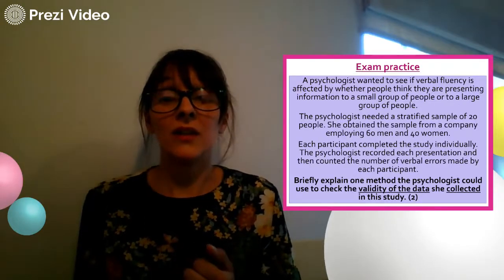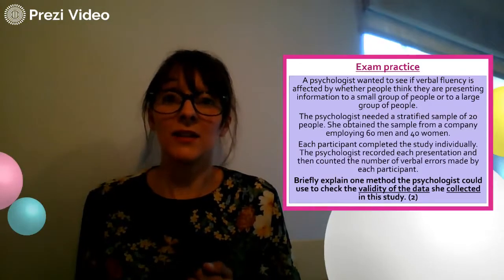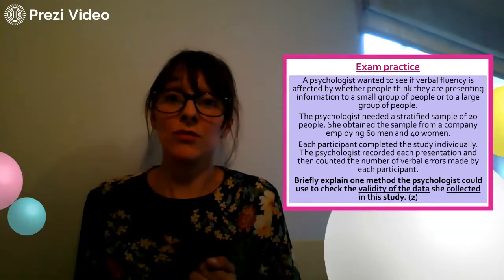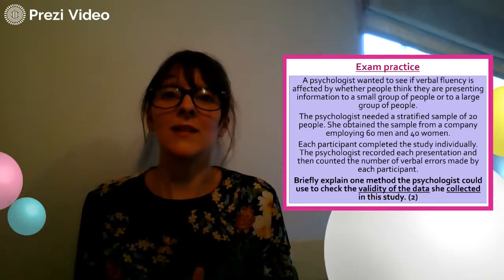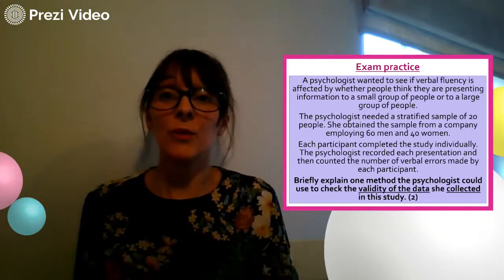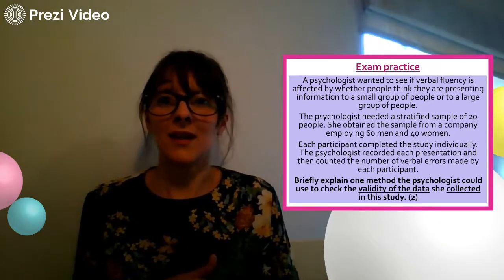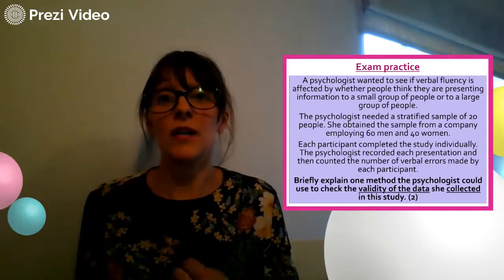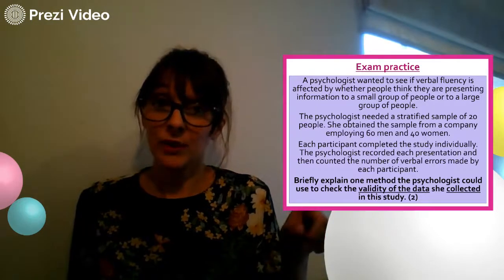And then we've got external validity. So external validity is, do the results and the data that we've collected, do they apply to different times, different settings, and to different people? Okay, and you need to know how we would improve each of them, how we would assess each of them, and what each means. Okay, so have a look at the exam question.